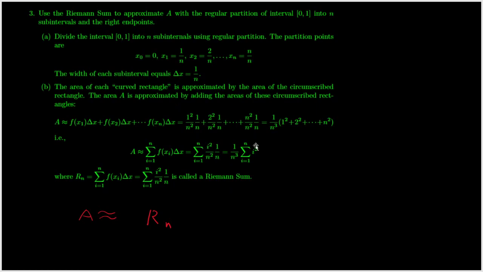Now look at the screen. We can use Rn to approximate the actual value of A, the area of the curved triangle. A is the area under the parabola y equals x squared when x is from 0 to 1. On the right hand side you have Rn. Rn is the sum of the areas of many rectangles.